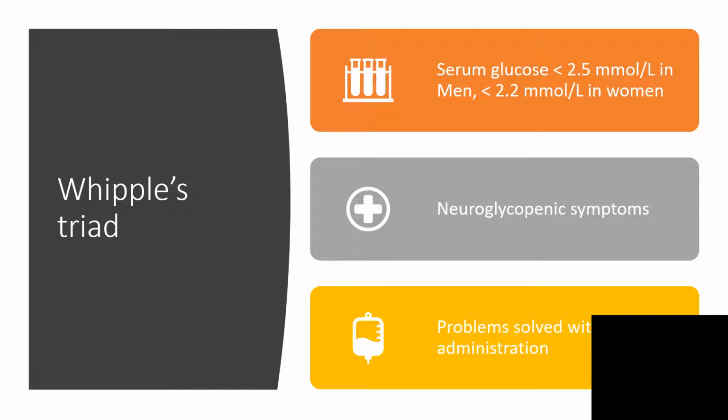That's what we call Whipple's triad. In Whipple's triad, the serum glucose is less than 2.5 millimoles per liter in men and less than 2.2 millimoles per liter in women. Neuroglycopenic symptoms are here, like I've said: dizziness, headache, seizures, coma, and so on and so forth. This problem is solved with administration of glucose. Then you know this is Whipple's triad.